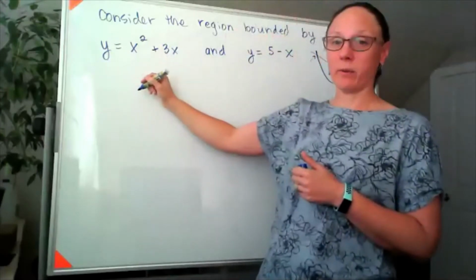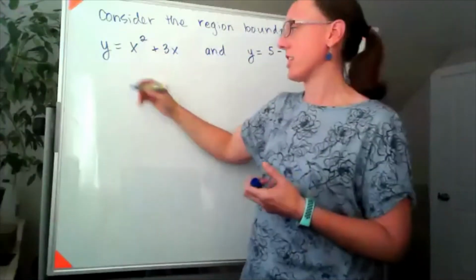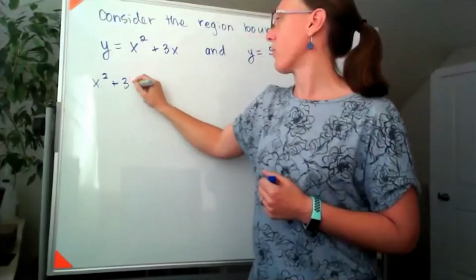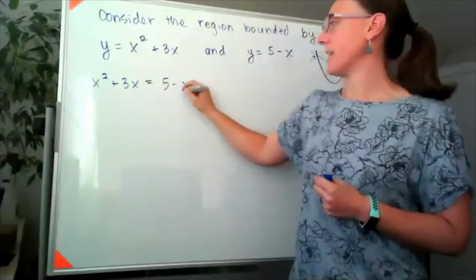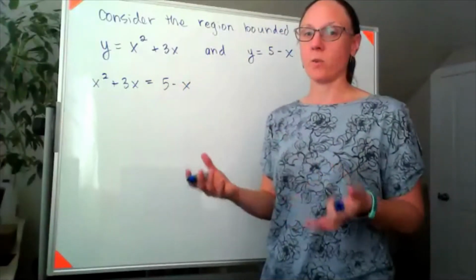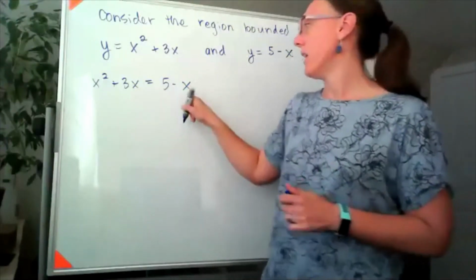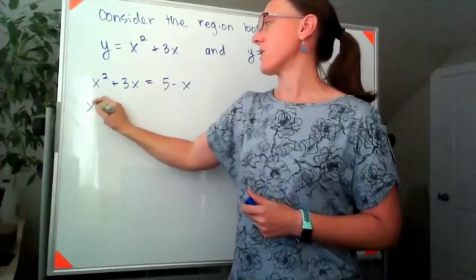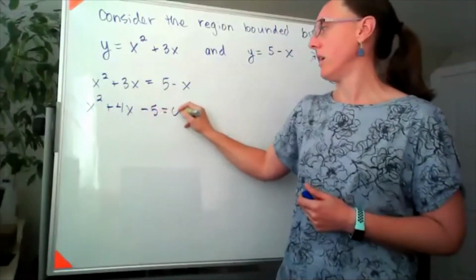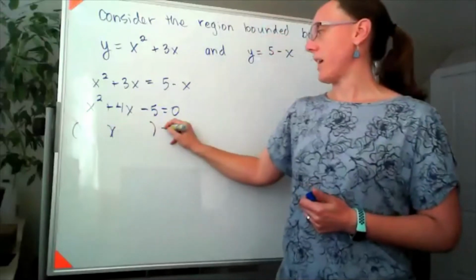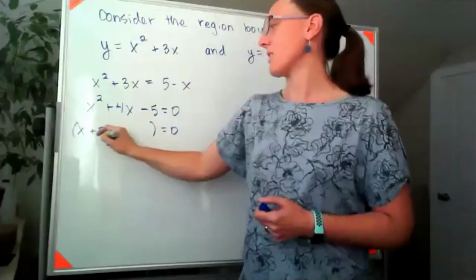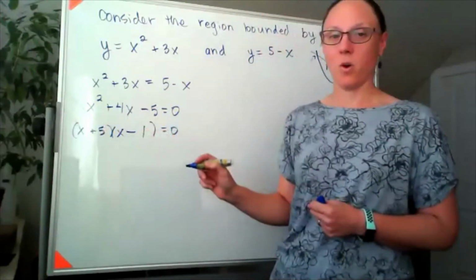I'm going to set these two equations equal to each other to find those intersections, and then we can get a better graph going. If x squared plus 3x is equal to 5 minus x, I want to get everything on one side of the equation, so I have a 0 and I can factor. I'm going to add x to both sides so that I've got x squared plus 4x, and then subtract that 5 over. If I've done this right, it's going to factor for us. I think that's going to look like x plus 5 times x minus 1.